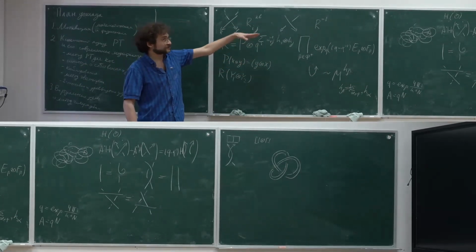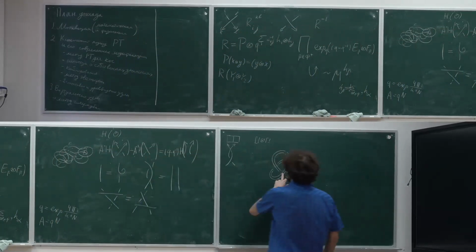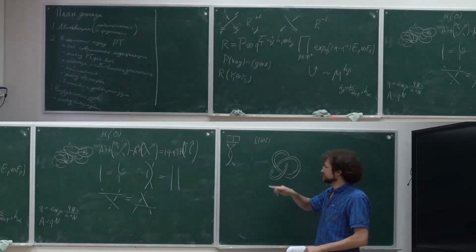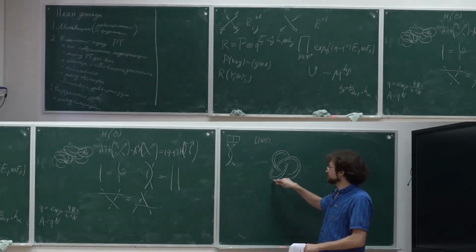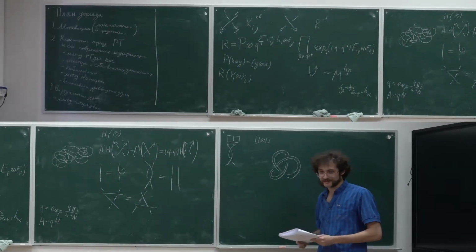So I just take some knot, for example, this knot. I put indices on all the lines, and I put the R matrices in all the crossings, and in all the reverse points, I put these matrices M. And then I collapse all indices.